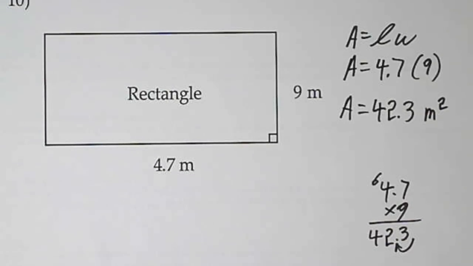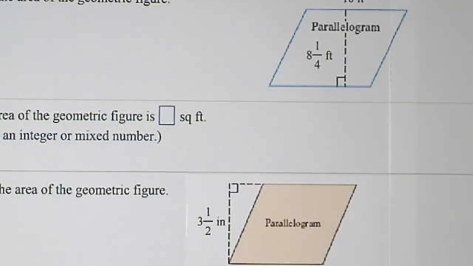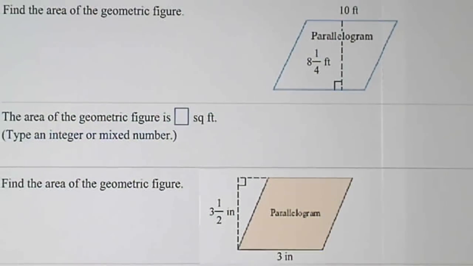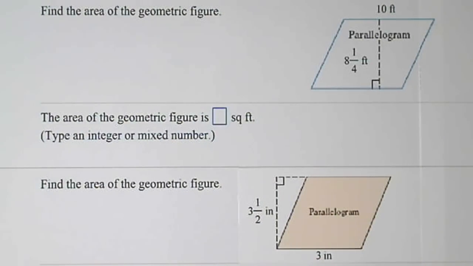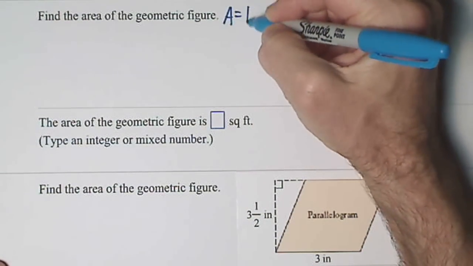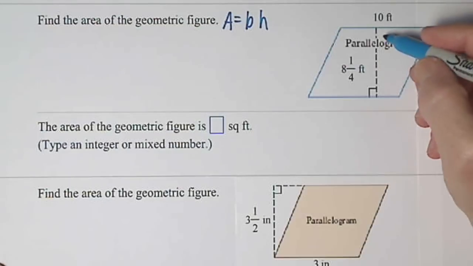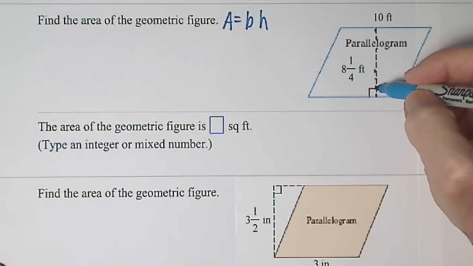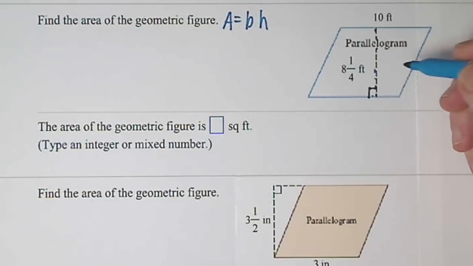Next, we'll find the area of two parallelograms. Let me zoom out a little. Okay, and something I want to point out here, the formula for the area of a parallelogram is base times height. In a parallelogram, they're going to indicate the height with this dotted line, and they'll use a box to show that it's at a 90 degree angle with the base.